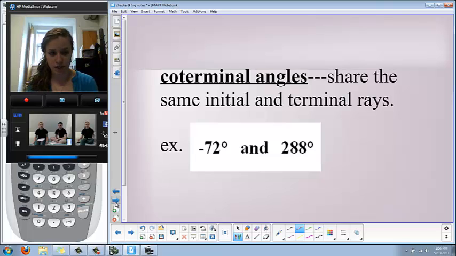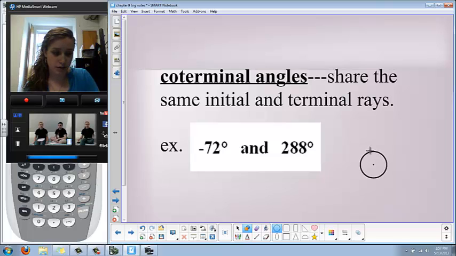Coterminal angles. Okay, so this is actually pretty cool because if angles share the exact same initial ray and the exact same terminal ray, it's pretty much like we have 2 angles that are the same thing, right exactly on top of each other. So if they're exactly on top of each other, they're the exact same thing. We just call them coterminal because sometimes we can give them different names. Maybe we're calling it negative 72 degrees, but that's also equal to positive 288. Let me show you what I mean by that.